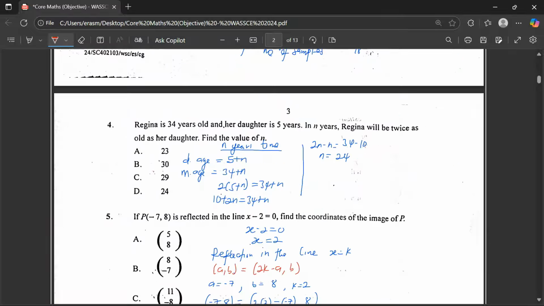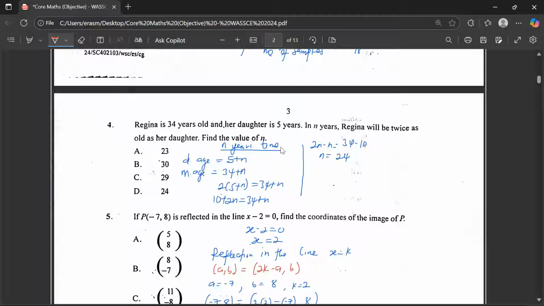Question 4 says that Regina is 34 years old and her daughter is 5 years. In n years' time, Regina will be twice as old as her daughter. Find the value of n. So we are told that Regina is now 34 years old and the daughter is 5 years old. And in n years' time, Regina will be twice as old as the daughter.